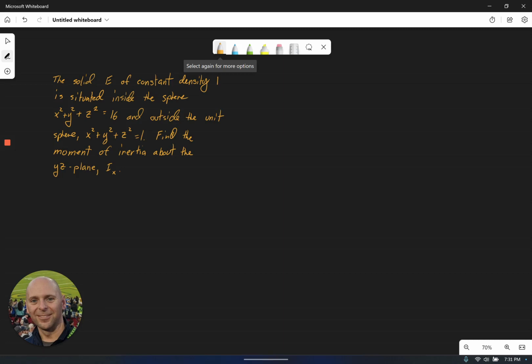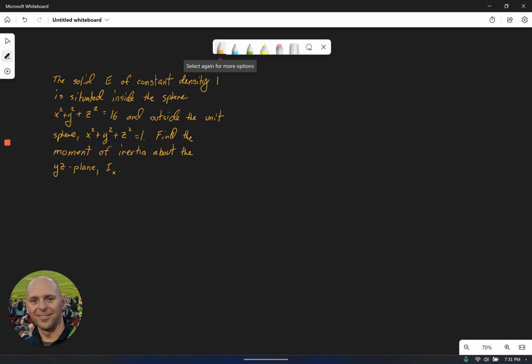So here we're going to compute the moment of inertia about the YZ plane, which is notated as I sub x. And the solid here is going to be constant density 1. And it's going to be situated inside the sphere of radius 4 and outside the unit sphere. And what we want to do here is compute the moment of inertia about the YZ plane.